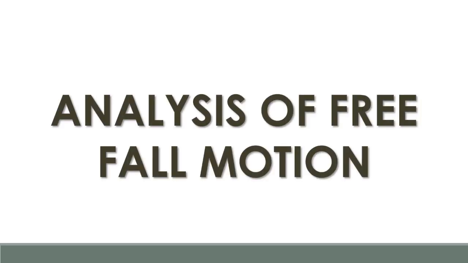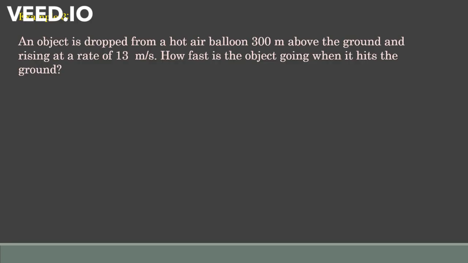Okay, so let's continue our discussion of free fall problems. Let's have our last example. Here we have an object dropped from a hot air balloon 300 meters above the ground and rising at a rate of 13 meters per second. We are going to determine how fast the object is going when it hits the ground.